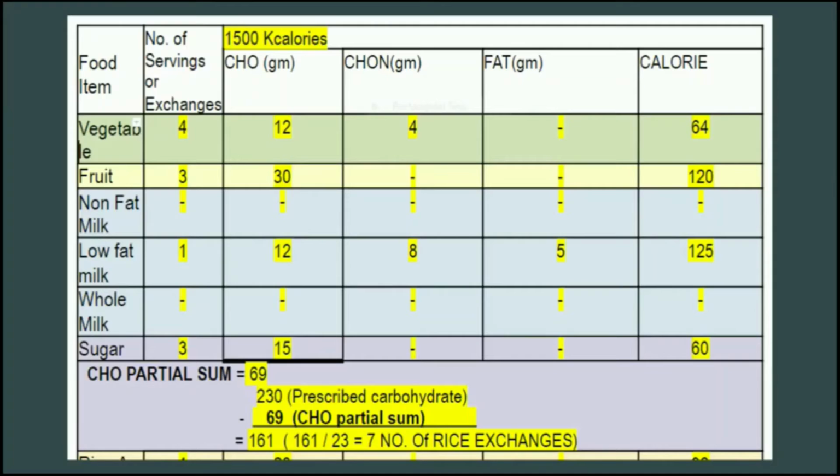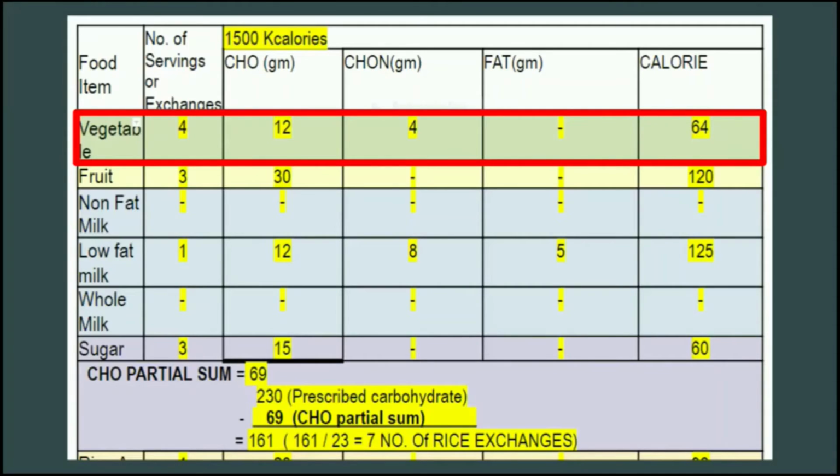So first, you need to allow 3 to 5 exchanges of vegetables per day, and the number of exchanges will then be multiplied to the number of carbohydrates, proteins, and fats which the food item contains. Afterwards, it will then be added to obtain the number of calories, and the process will then be repeated for the other food items.